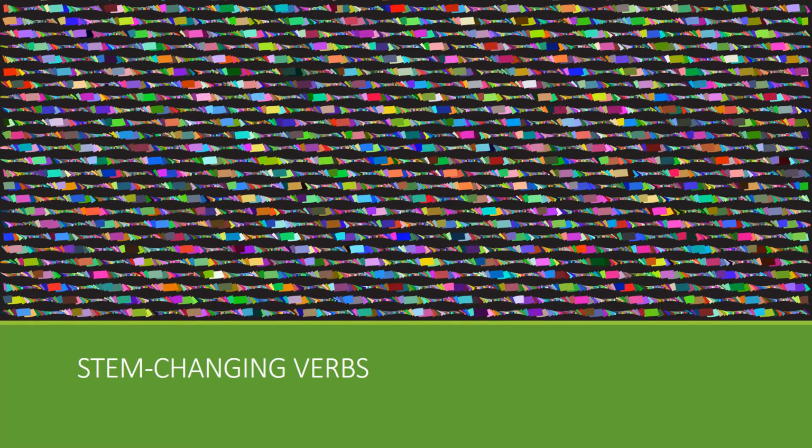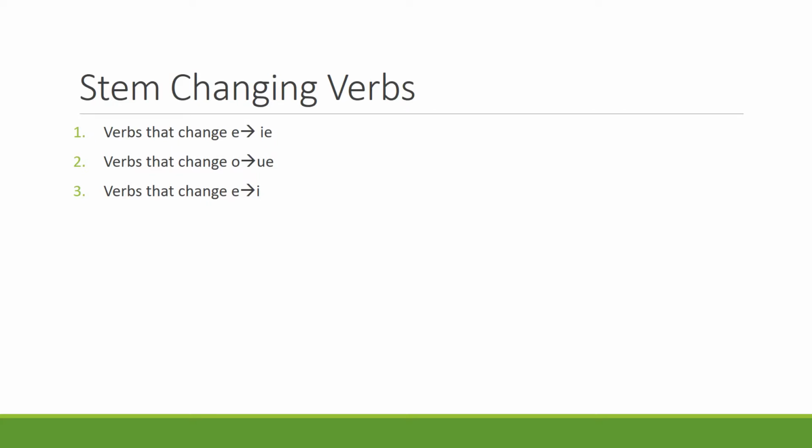All right, so those were some typical irregular verbs. Now let's get into some stem changing verbs. So for stem changing verbs, it gets a little bit trickier. So what is a stem changing verb?